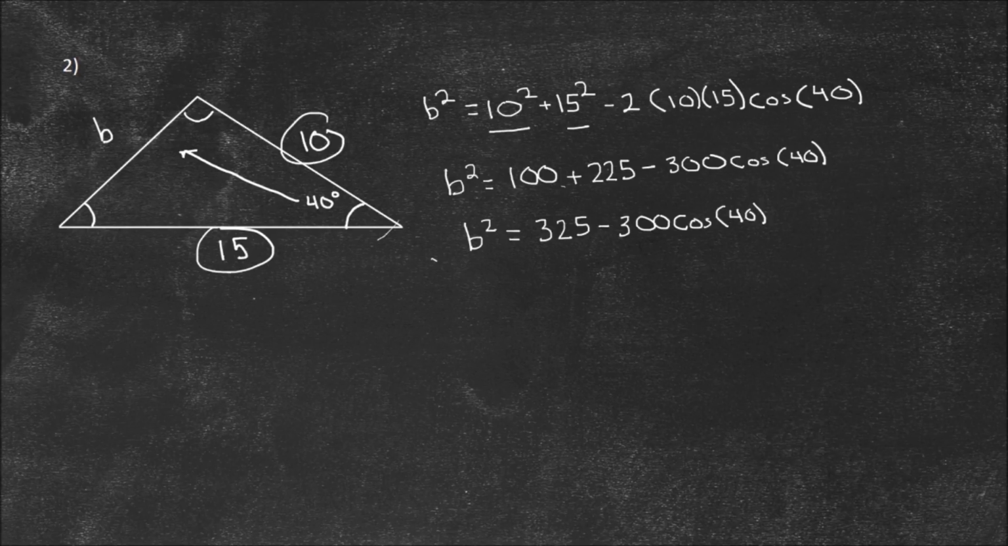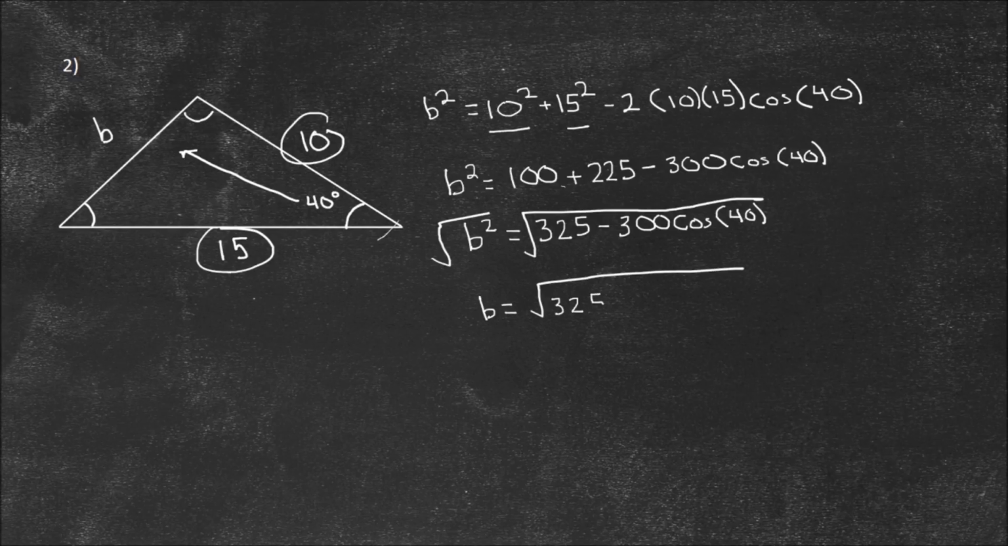But now I can take the square root of both sides, so I can just get to b. So I'm going to do that here. And I'll get b equals the square root of the whole thing of 325 minus 300 cosine of 40. So let's see what I get in my calculator. So square root of 325 minus 300 times cosine of 40. And remember again that you're in degree mode. And I get 9.76. So that is the side length of b.